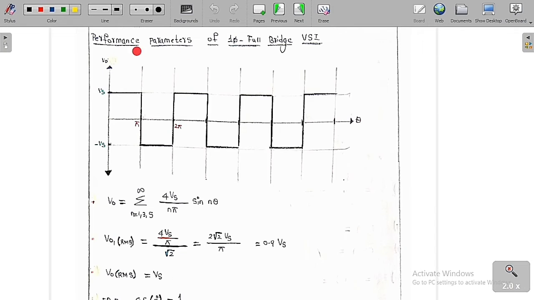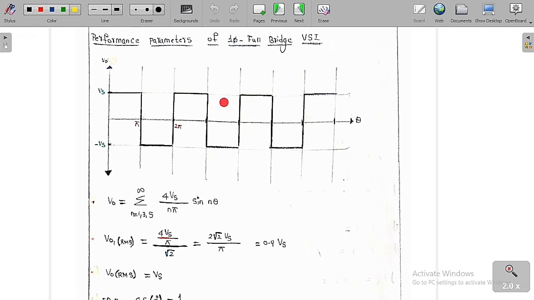So now we are going to do the performance analysis of the single phase full bridge voltage source inverter. I have already told you the single phase full bridge voltage source inverter diagram, and now we are going to do its performance analysis. As you can see clearly, this is the output voltage that we have already got here, with the peak values of plus Vs and minus Vs. Now we are going to do some Fourier analysis for this diagram.